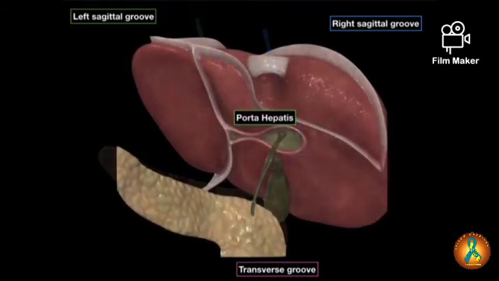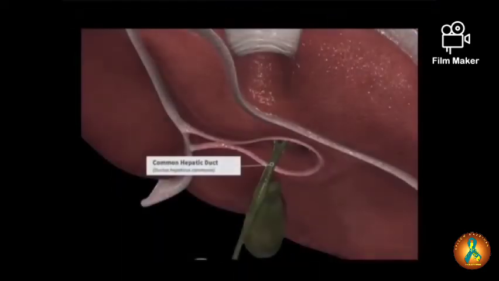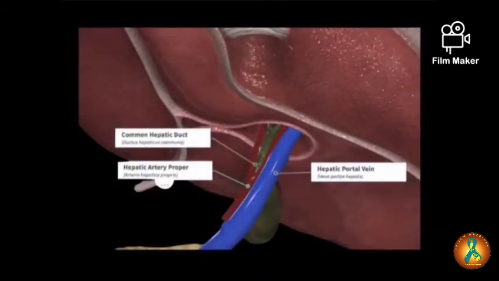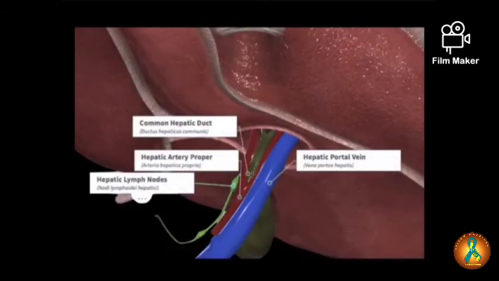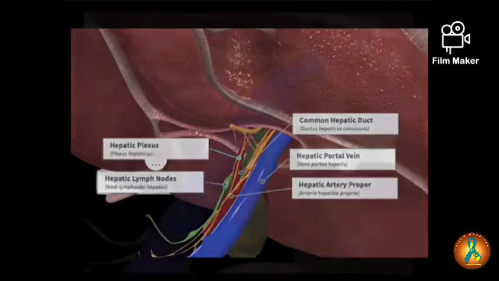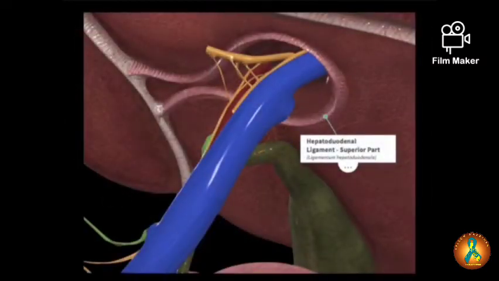Now, I want to change the focus a little bit over to porta hepatica. So the porta hepatis is a short, deep depression, and there are a few things that go out from this place. And the first thing is, you're going to find the common hepatic duct coming out from it. You also find the hepatic portal vein and the hepatic artery proper. You also find some hepatic lymph nodes and also some nerves called the hepatic plexus coming out from it. And they're all embraced by the hepatoduodenal ligament. If you imagine, it starts from hepar and then goes to the duodenum. Therefore, it's called the hepatoduodenal ligament.